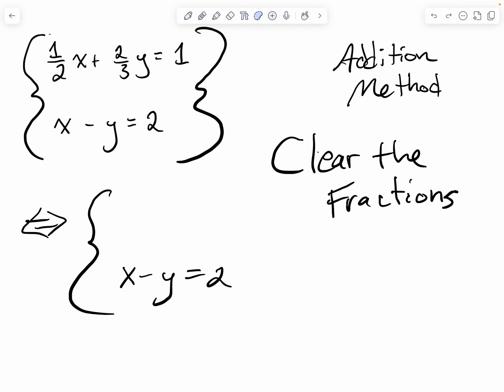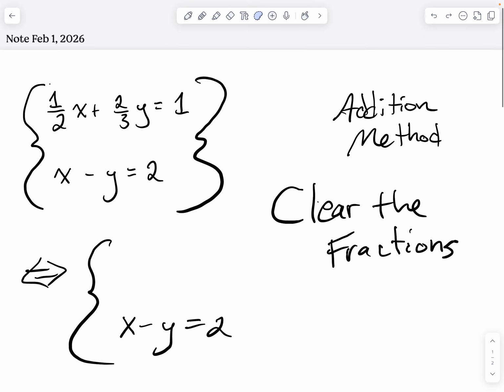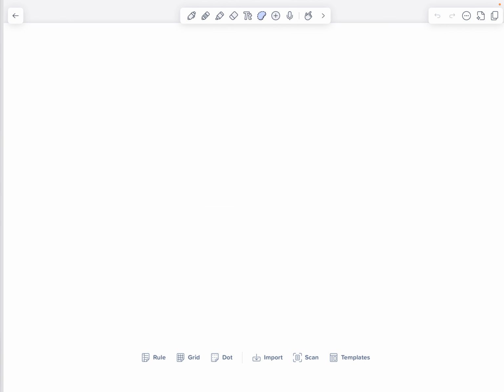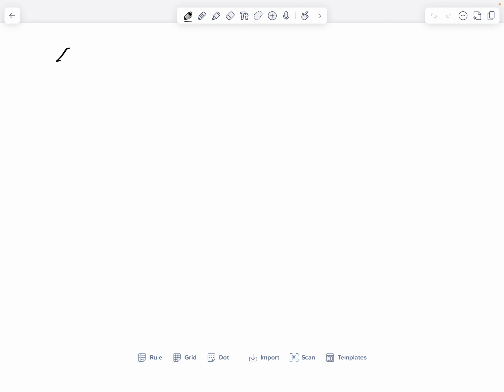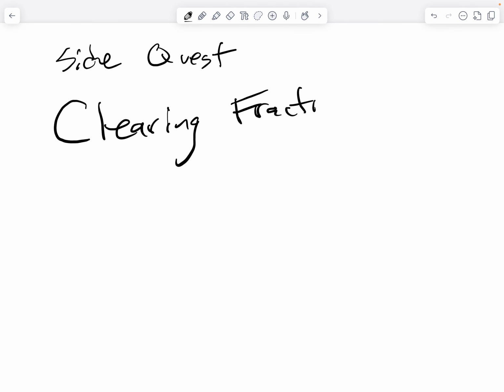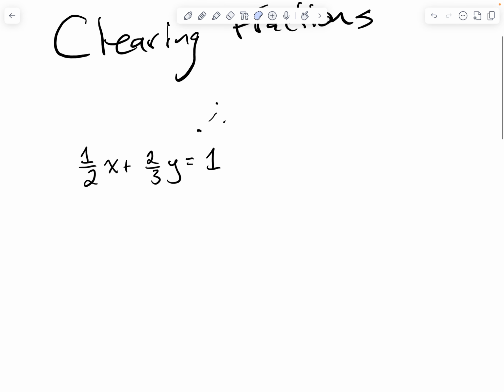So let's get us a new page. I wonder how I do that. I'm going to try this. Side note, side quest, right? Side quest. Boom. Clearing fractions. Now, the fundamental theorem of arithmetic should help you. Oh, now I wonder how do I paste? Apple pencil, how do I paste? So I go here and go, oh, there we go. Yay.